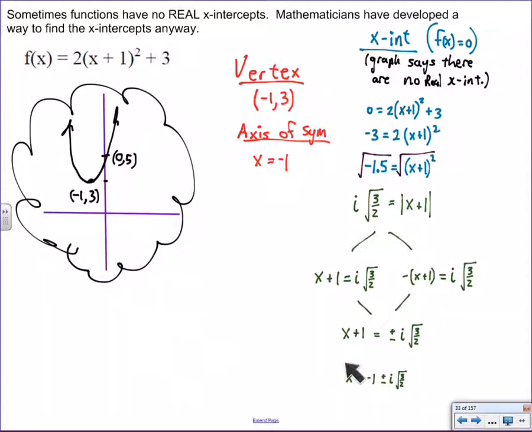And those are the solutions. They are the non-real x-intercepts for this particular parabola. Now there's a geometric interpretation here, but I'm going to save that for a later video or a later conversation. But for now, just accept this is what I'm looking for if I ask you to find x-intercepts that are not real.